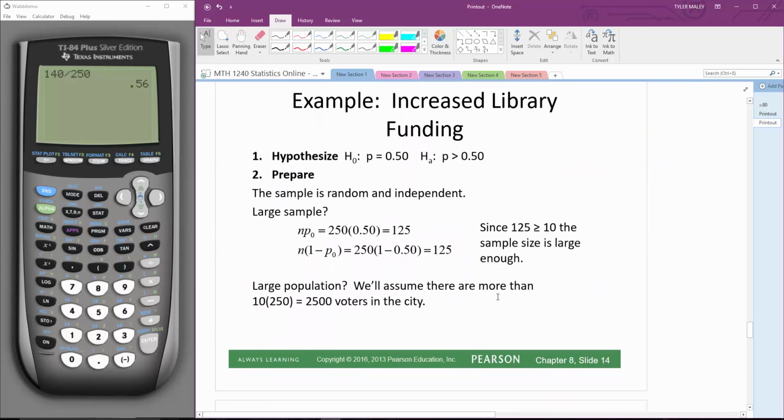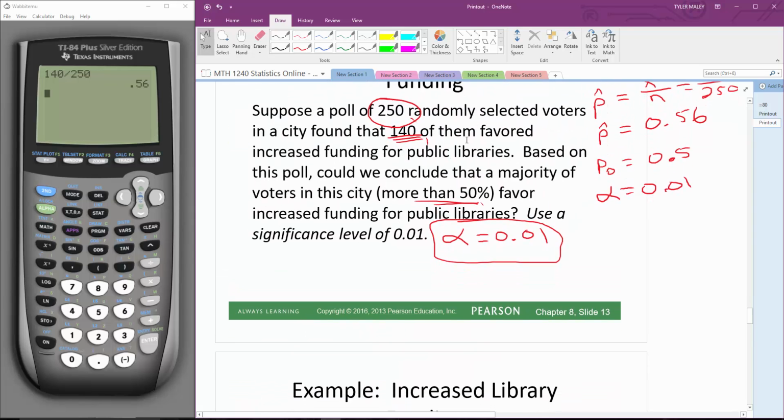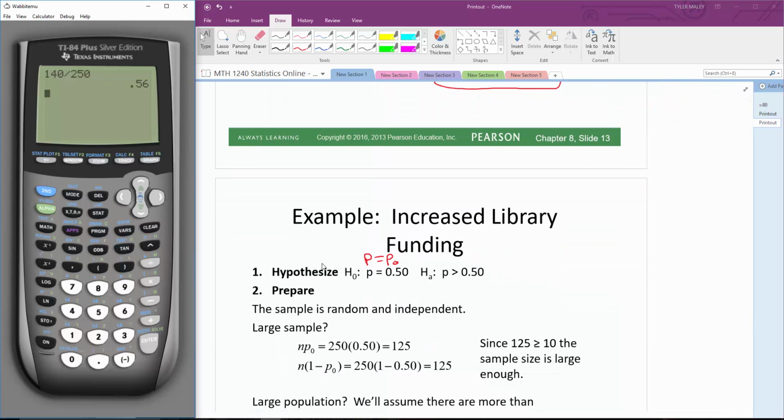So if we go to the next slide, we can set up my hypothesis testing, right? So remember, for our null hypothesis, always p equals p naught, and I found p naught to be 0.5. And then we're trying to see, it says, can we conclude that the majority of voters, so more than 50%? That's what majority means, more than 50%. So more than means we need to use a greater than symbol here. So that's where that greater than symbol came from. So now we need to prepare.